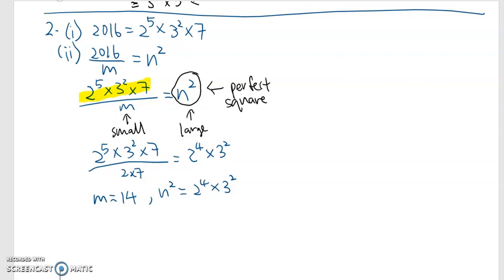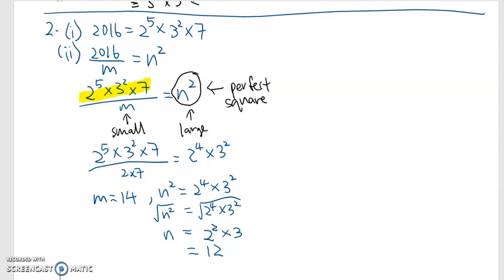Now this is n square. They want you to find the value of n, so I'm going to take square root on both sides. I will get n equals, now 2 to the power of 4, I divide the power by 2, so I will get a 2. For 3, the power 2 is divided by 2, and I get a 1, so I'm not going to write the 1 out. So n is 4 times 3, which is 12. So for this question, I will have m equals 14, n equals 12.